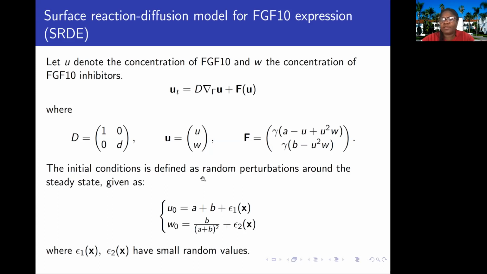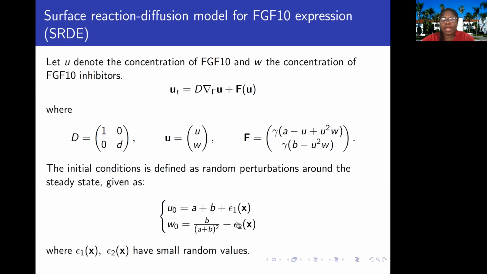Now with reaction diffusion systems, which I'm going to talk about a little bit more in the next slide, we know that we need random perturbations about the steady state. So we know the steady state, which we write u0 for the concentration of FGF10 and w0 for the concentration of inhibitors. If we solve for steady state by equating the F equation to 0, then we get a plus b to be the steady state for FGF10 and b divided by (a plus b) squared to be the steady state for the inhibitors, the steady state concentration.